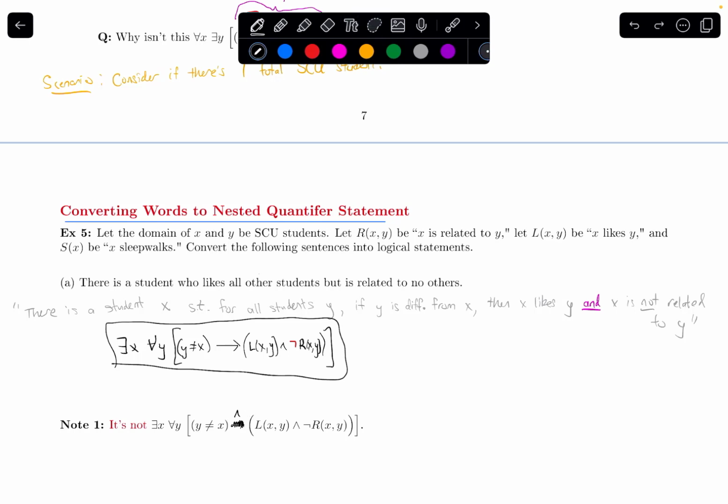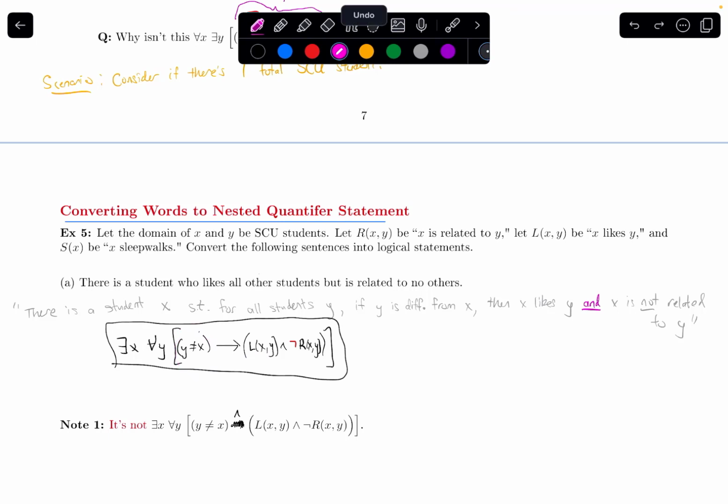Well, with an and operator, for this and statement to be true, both parts have to happen. This part has to happen and this part has to happen. Whereas with an if-then, that's not necessarily the case. It's just saying that if this happens, then this has to happen. So it's not always going to be the case where the if part has to happen.